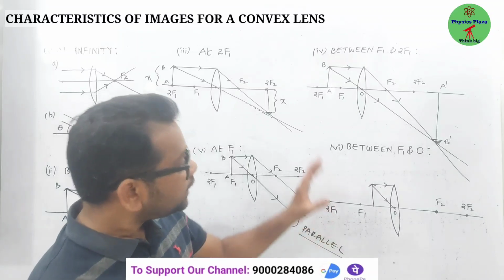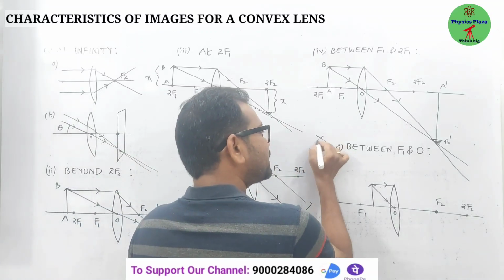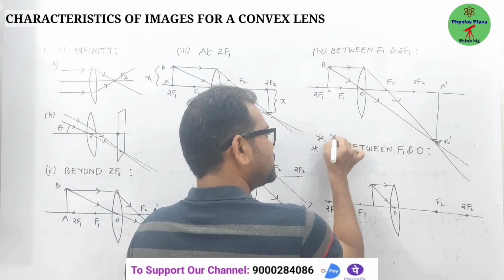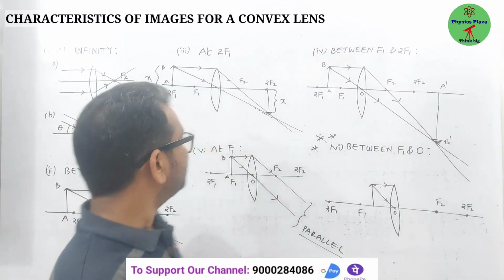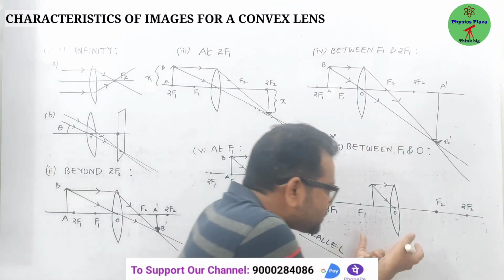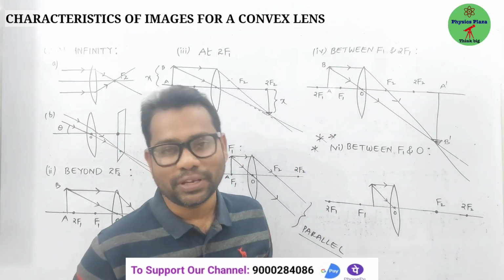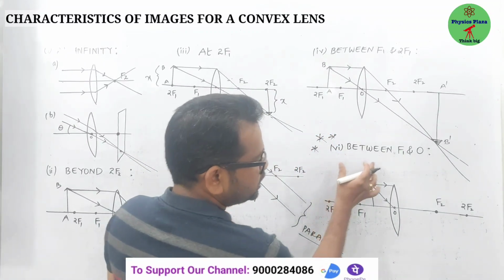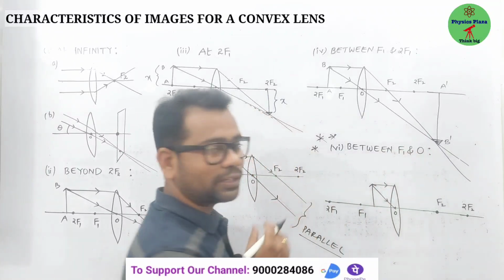Done, fine. And the last one, very, very important. Why is it so special? See, in the first five cases of the convex lens, we got a real image only. So, in this case, we are going to get a virtual image, where the object is placed between focus and optic center.